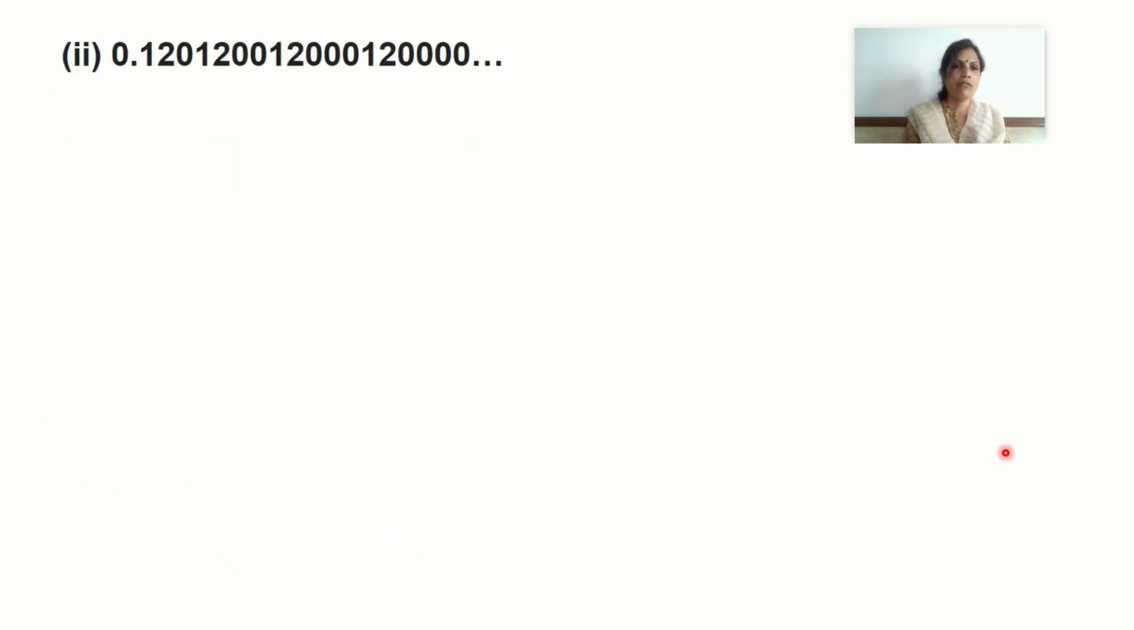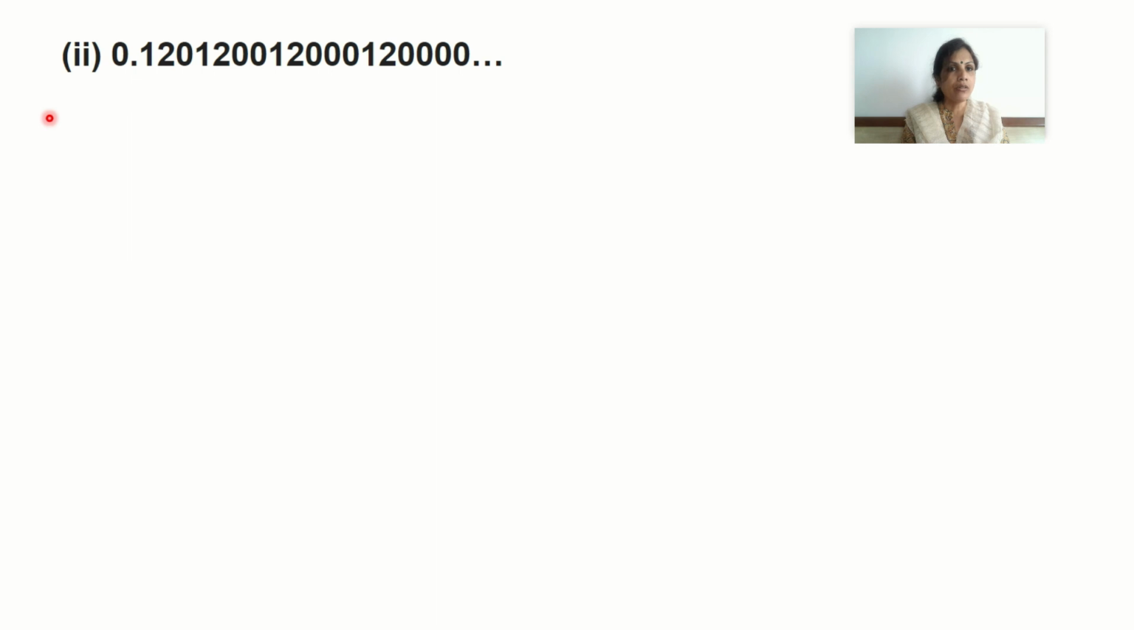So this is the number given to you. This is the second example. Now in this example you can see that the decimal expansion is non-terminating and non-repeating. You see the number 120, then 1200, 12000, then 124 zeros. So nothing is repeating here, and the decimal expansion is non-terminating. It is not even terminating because dots are given.